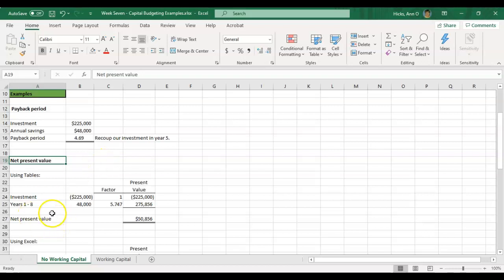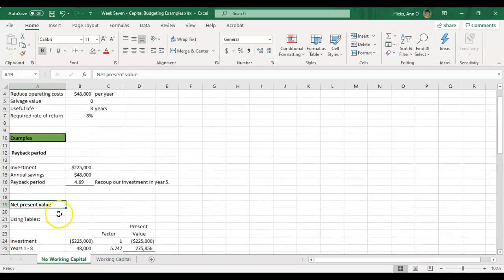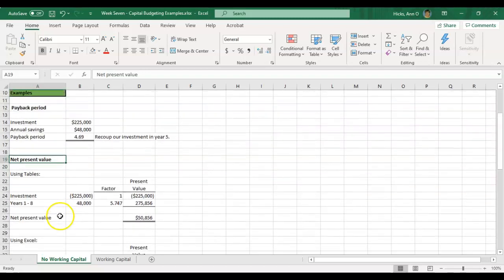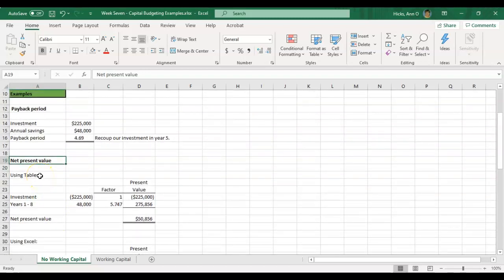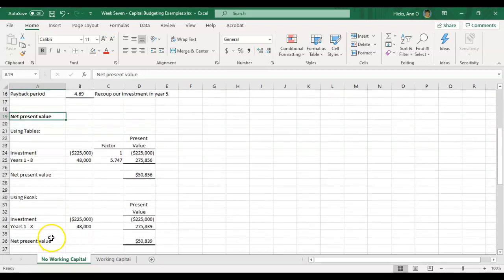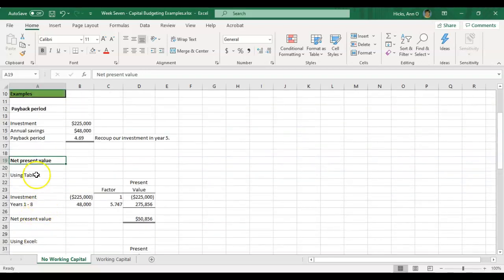Now, let's look at this example, and I'm going to walk through it in 2 different ways. The tables that I alluded to earlier, which you can also use Excel to calculate net present value. So I'm going to walk through that approach as well. But let's do the tables first.